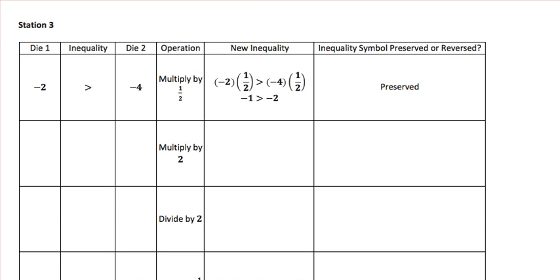In station 3, looking at our example again, die 1 has -2, die 2 has negative 4, and negative 2 is greater than negative 4. And then we're asked to multiply both sides by 1/2. So negative 2 times 1/2 is negative 1, and negative 4 times 1/2 is negative 2. And negative 1 is greater than negative 2. So our inequality symbol was preserved.